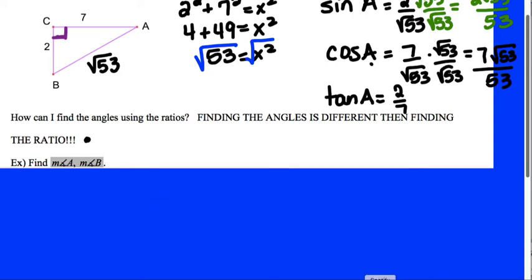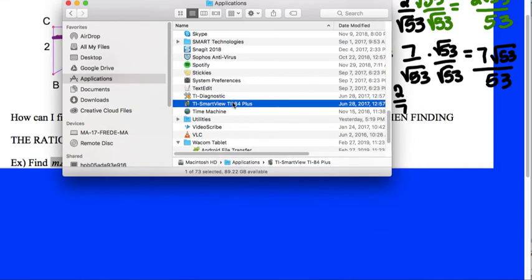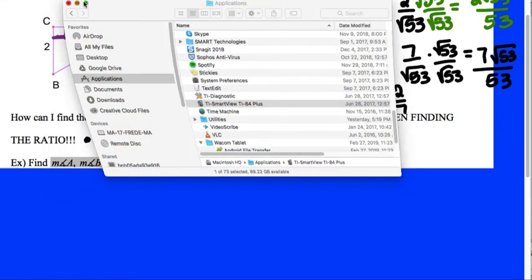Now, I want you to grab your calculators because you're going to need them. Where'd mine go? Oh, it disappeared. I had it open. I must have closed it.